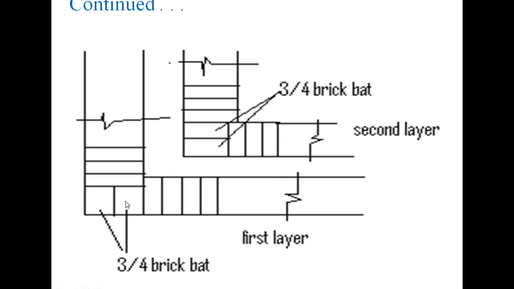So in the first course we have to arrange the 3/4 bat in this direction, and in the other course we have to arrange it in the opposite direction, so that you can avoid the separation of the wall. You can avoid the separation of the wall and you can make a proper bonding by using 3/4 bats.